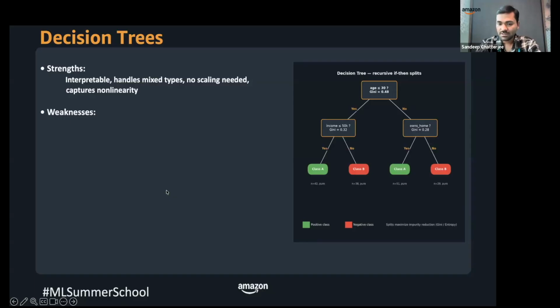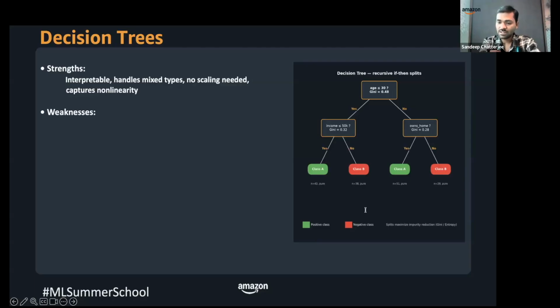Now, coming to the weaknesses, the dark side of trees is that decision trees are often prone to overfitting because they are so flexible, they have high variance. And this means if you just change a tiny handful of data points in your training set, the math might cascade very differently, and you will end up with a wildly different tree, which will have different predictions.